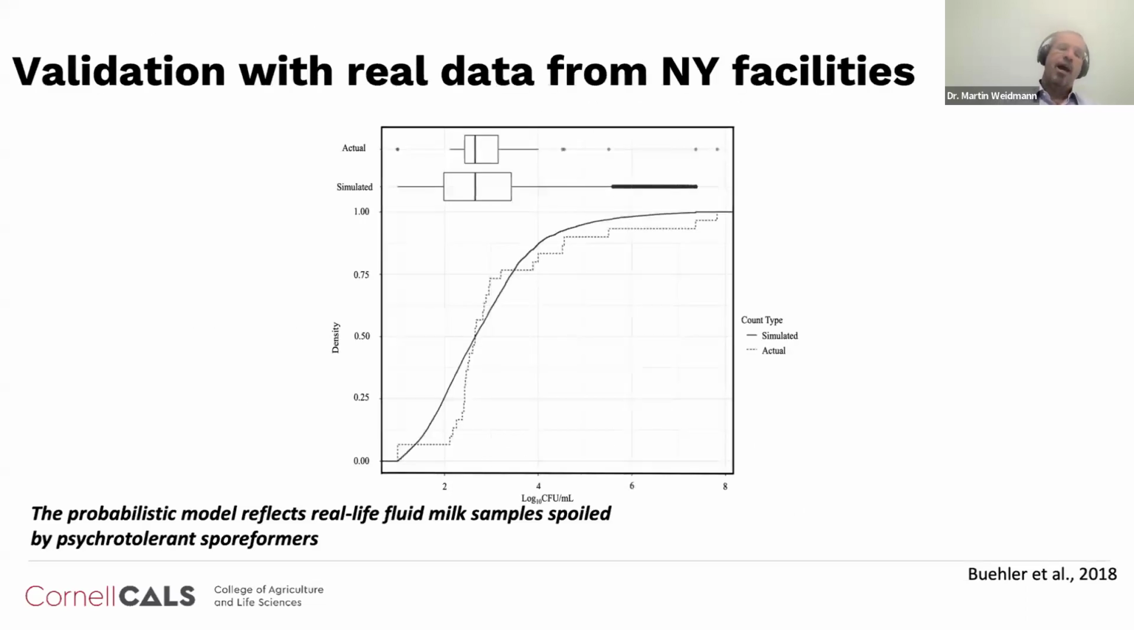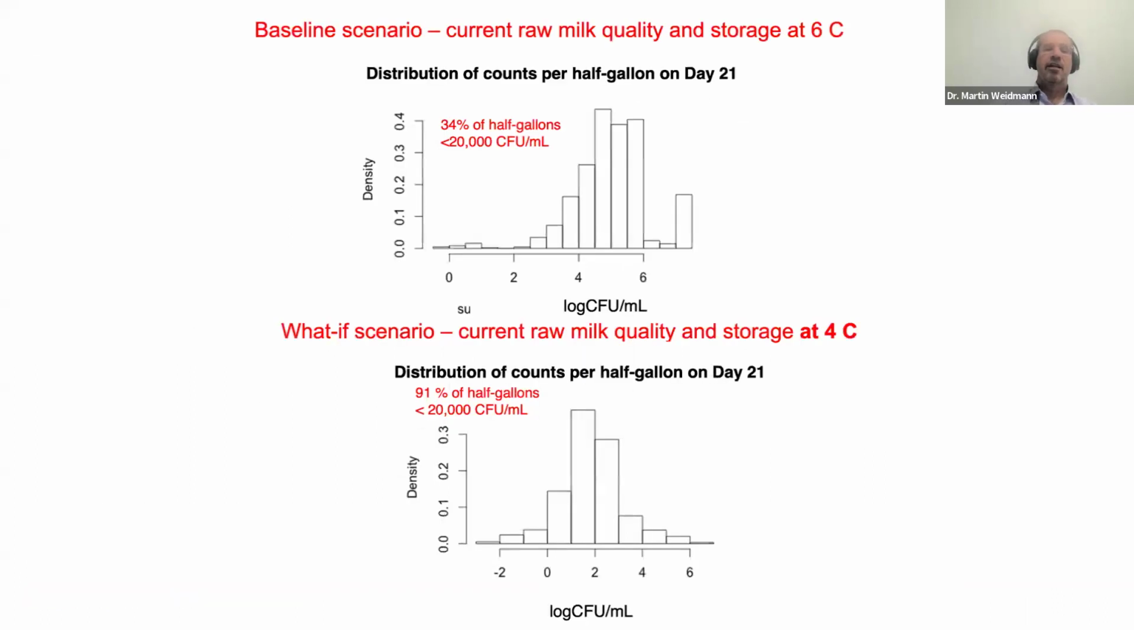However, after we validated these models, so we say, this is what we predict now. Does that fit what happens in the real world in New York? We could validate the model. It predicts what we see in the real world. We can then use those data to come up with different scenarios.